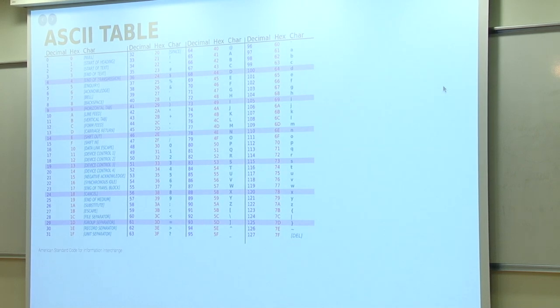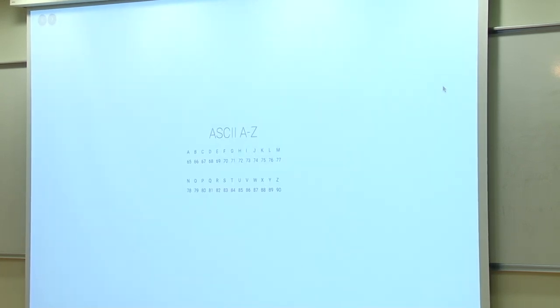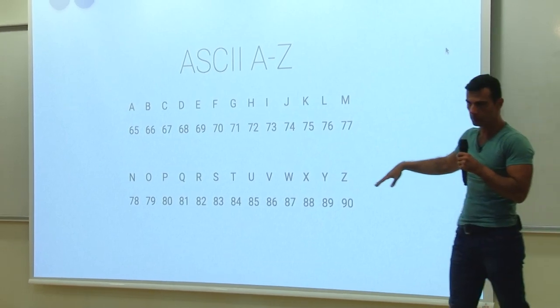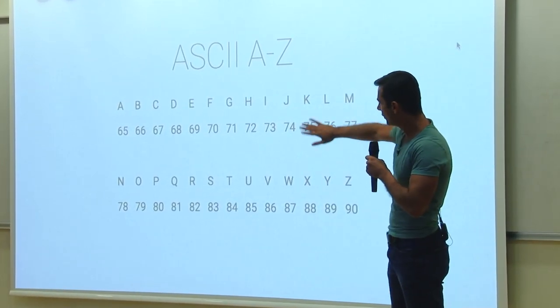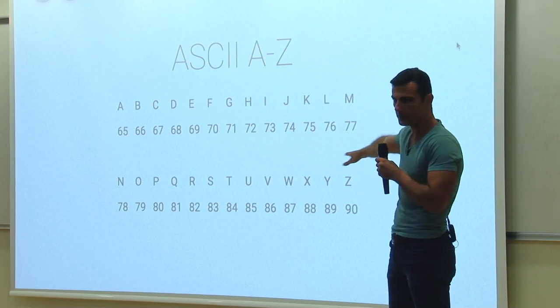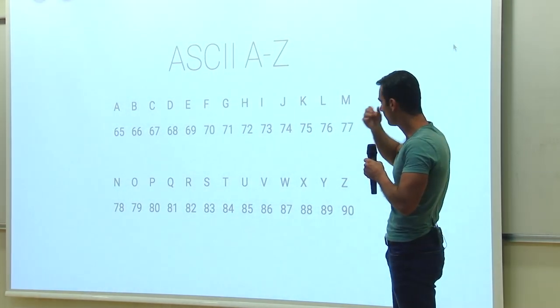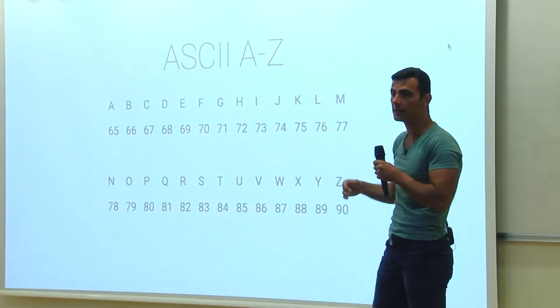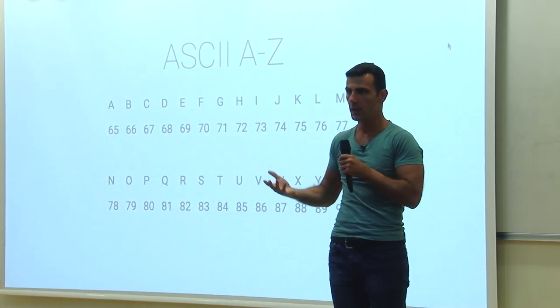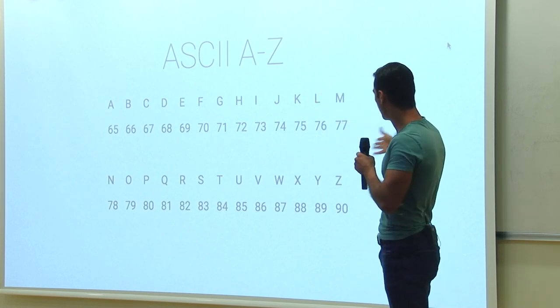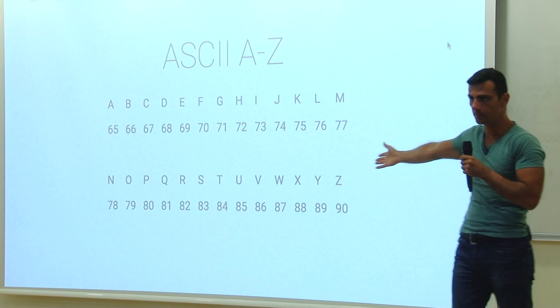Let's look at an example. This is just one part of the ASCII table of these mappings. I've just taken out the part that's A through Z. I omitted all the other stuff just for simplicity. So we can see here that the number 65, according to this standard, would represent A, whereas the number 90 would represent Z.